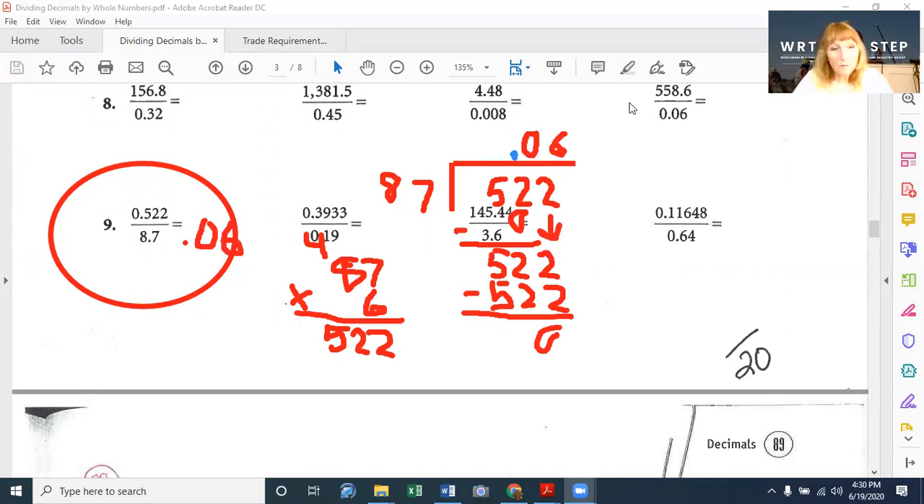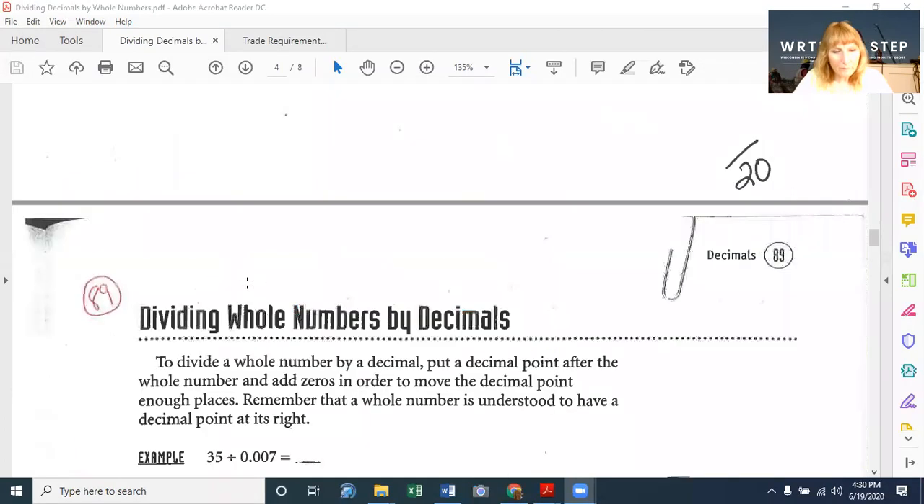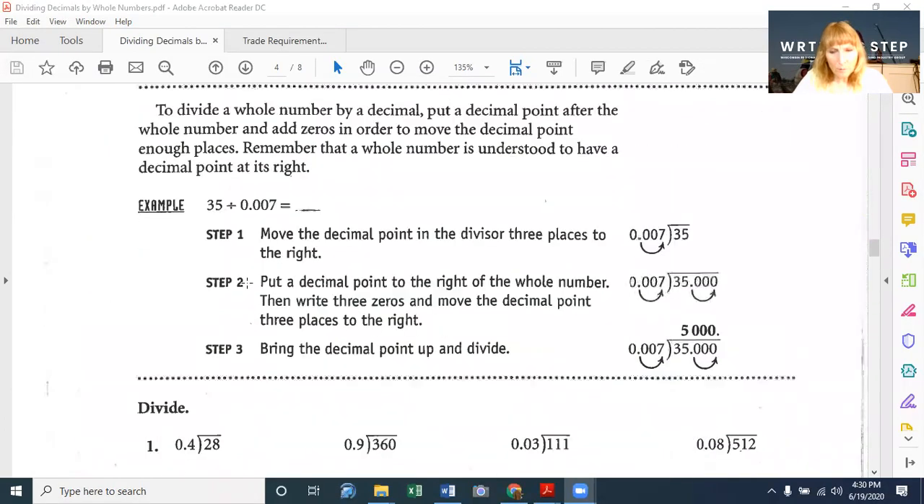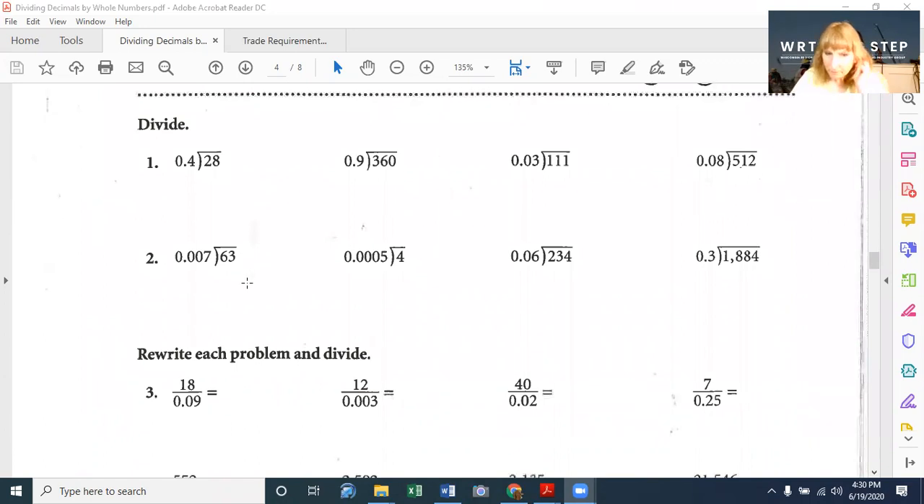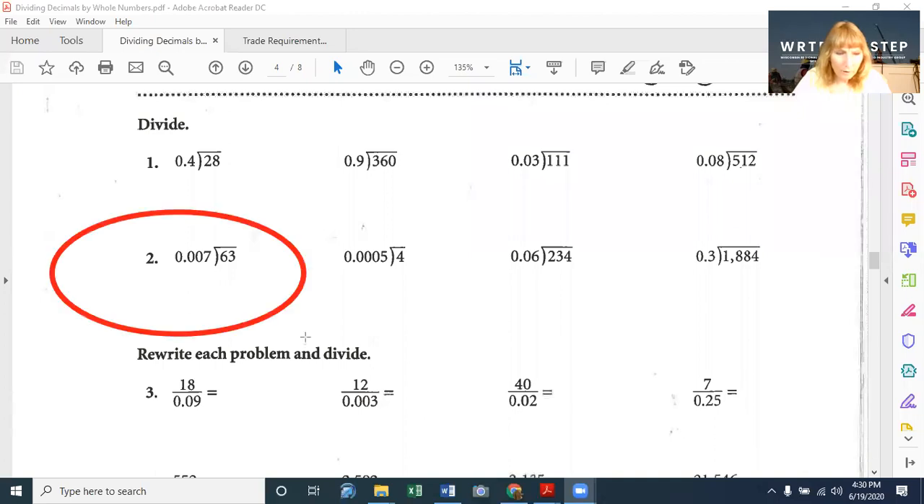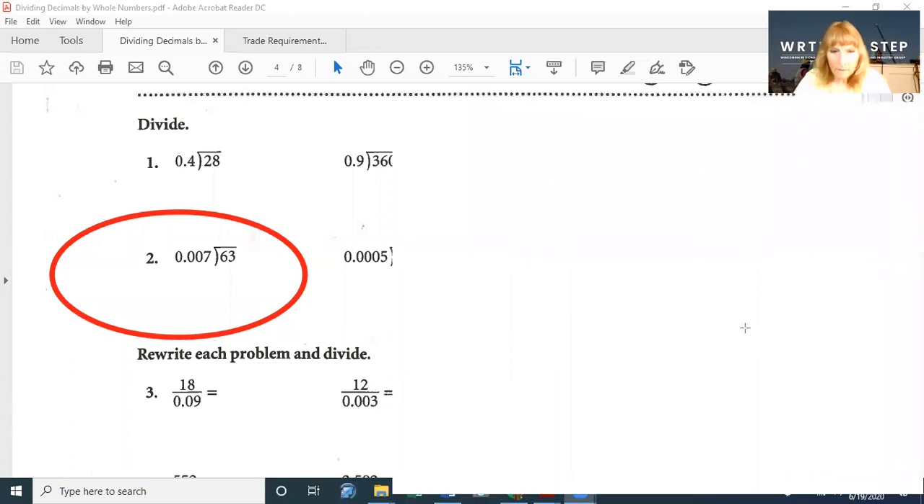Okay, we'll move on. Dividing whole numbers by decimals. So let's try number 2 right here. I'm going to try to put my white space back here.